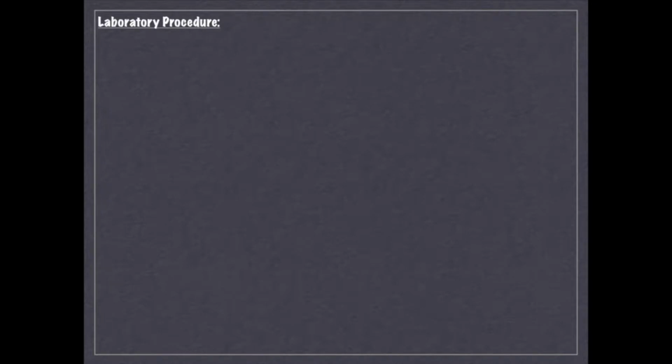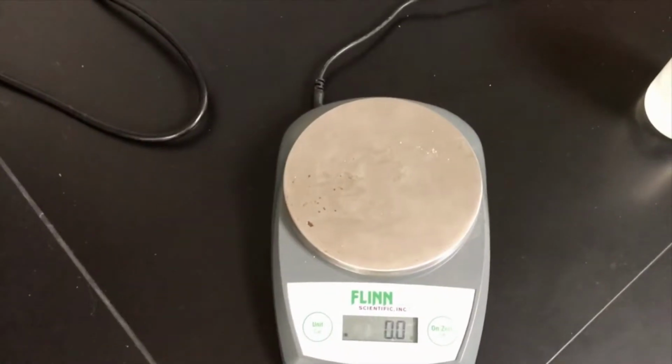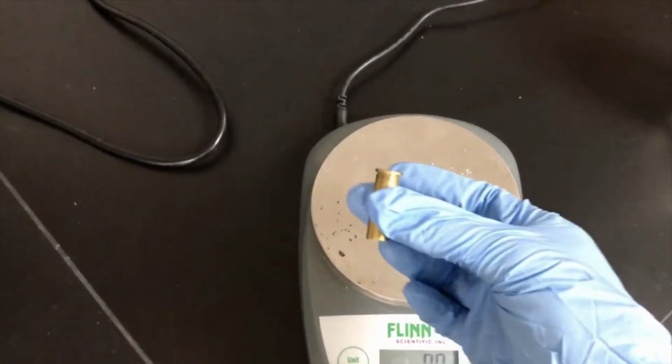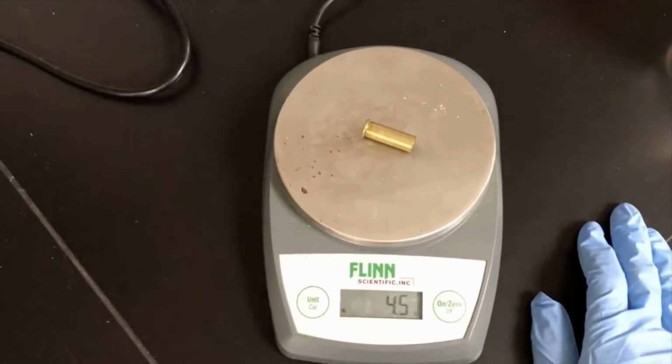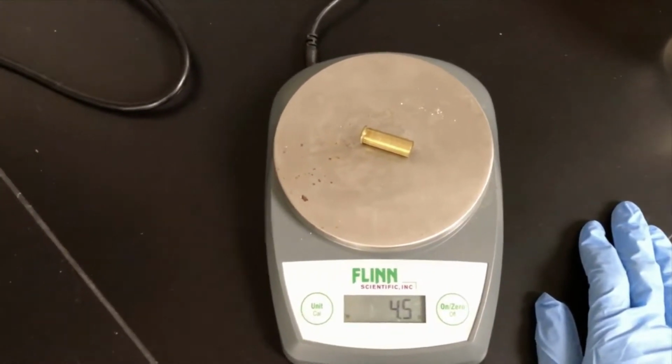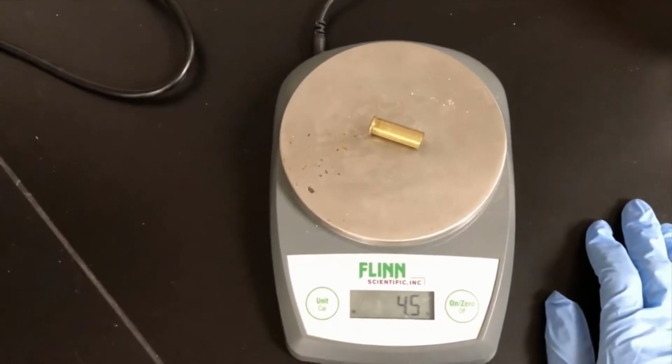So here's the laboratory procedure. Step 1, you're going to determine the mass of the brass shell casing, and then you're going to put it into a small beaker. Let me show you what that looks like. The first thing we're going to do is weigh your shell casing. You're going to find the mass of it, and using that mass, you need to determine the volume of nitric acid that you need to add in order for all of it to react.